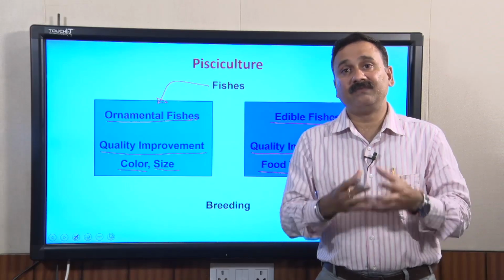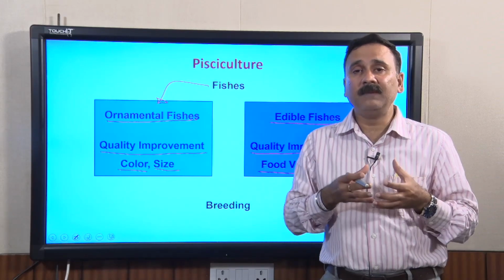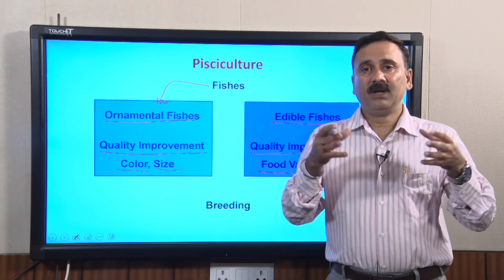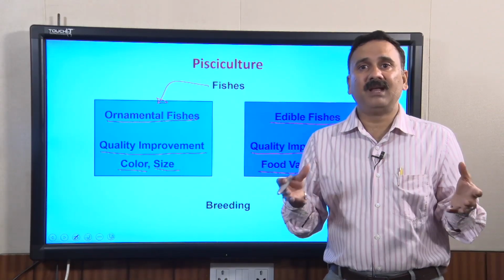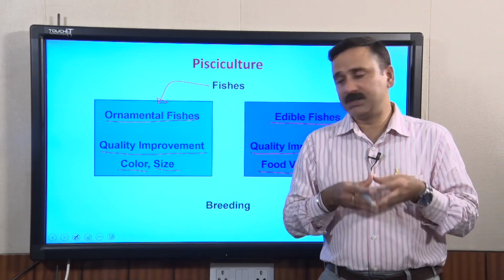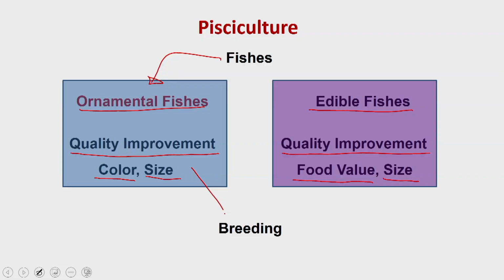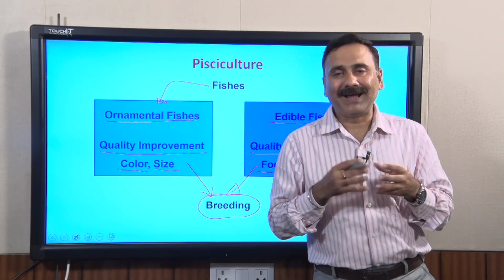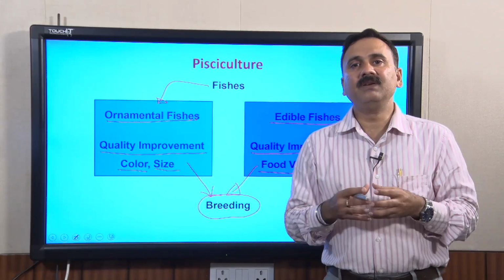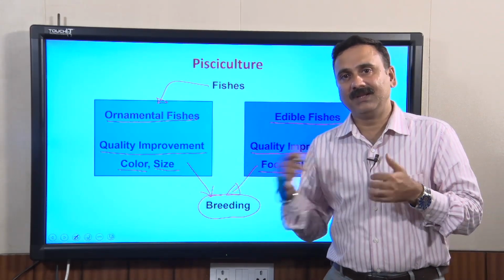Those kinds of modifications are possible only if you have a technology to breed these animals under controlled conditions. So, for both of these aspects, whether you want ornamental fishes or edible fishes, in vitro breeding, or breeding in a controlled condition, is the key to supplying the desirable features to both of these classes.